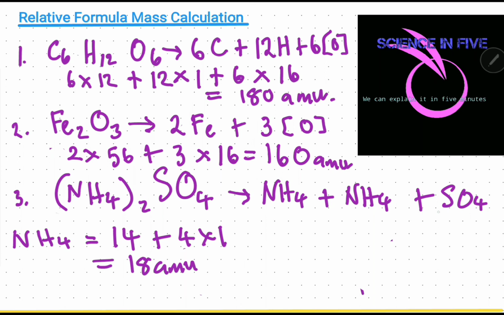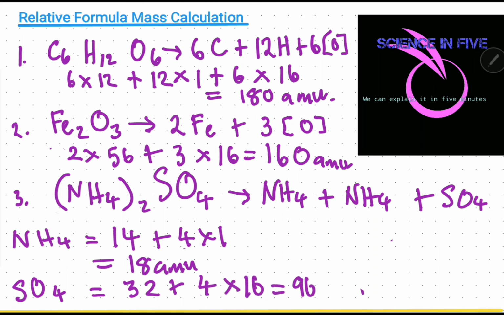And I've also got an SO4. I can work out the mass of one SO4. Sulfur is 32. There are 4 oxygens, okay? So we're going to say 4 times 16, and this gives me 96 AMU.